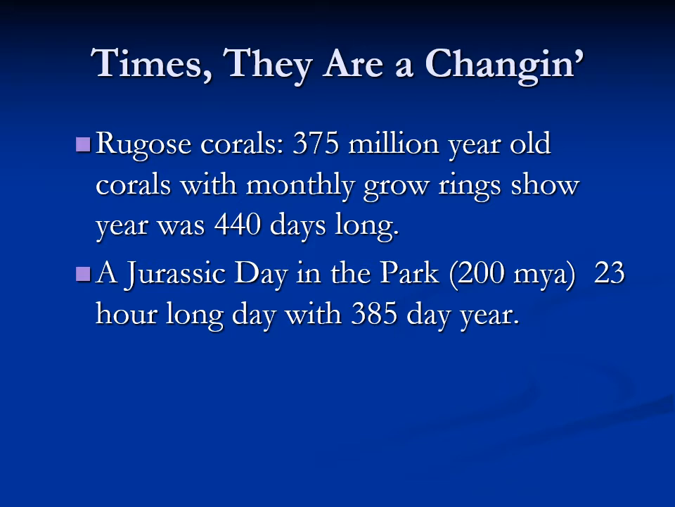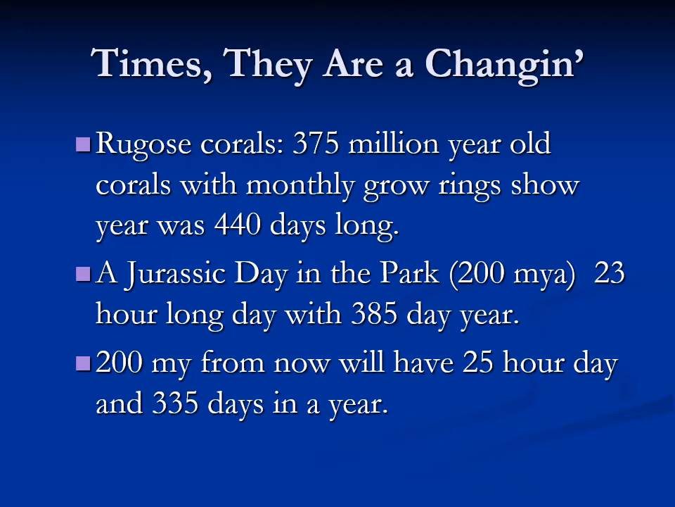So let's move forward. Let's take a look at a day in the park during the Jurassic period. So that's roughly 201 million years ago. Well, during the time of the Jurassic, during the dinosaur days, a day on the Earth was 23 hours long, and a year was 385 days. That means that in 200 million years from now, our days will be about 25 hours long, but our years will only last roughly 335 days. Crazy.